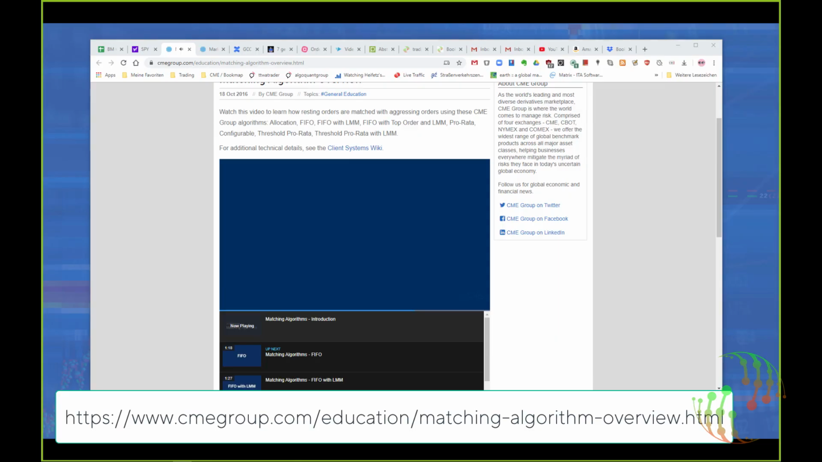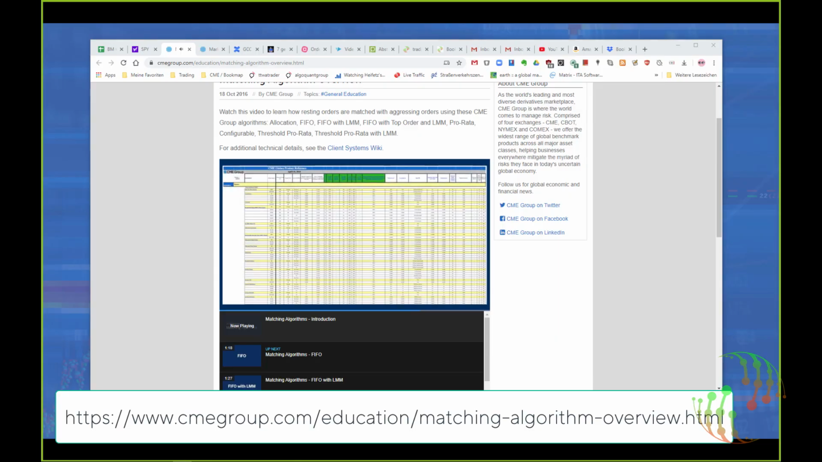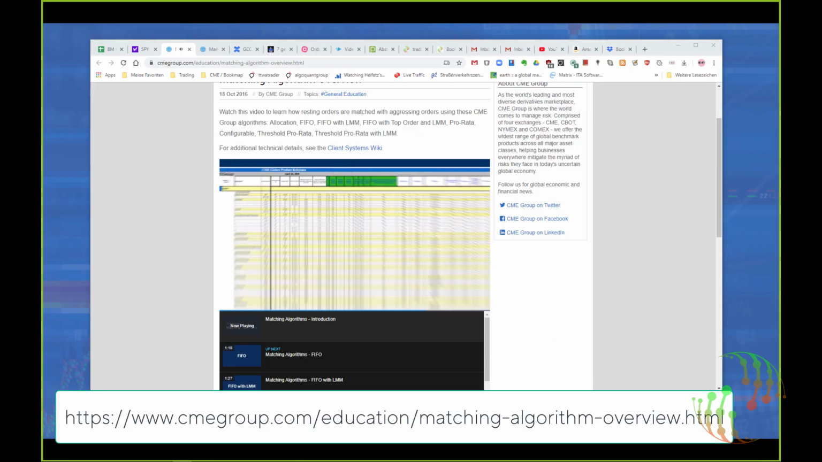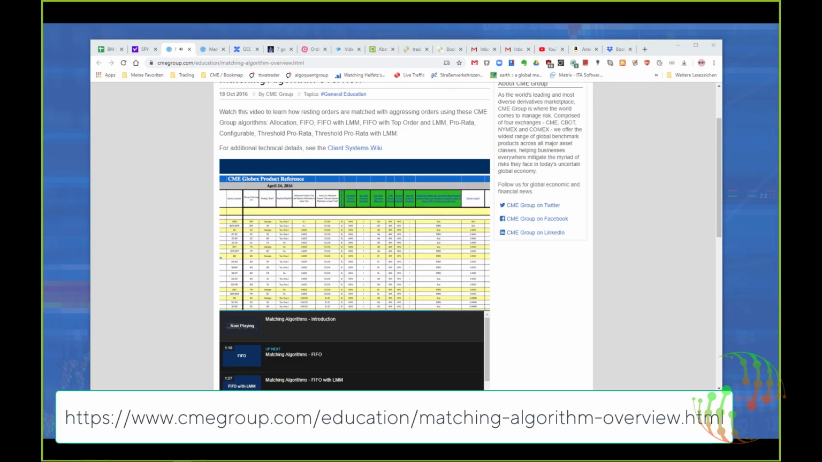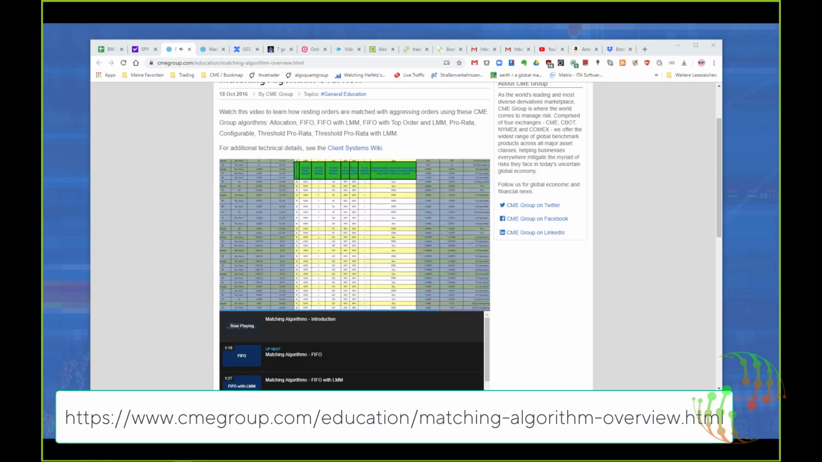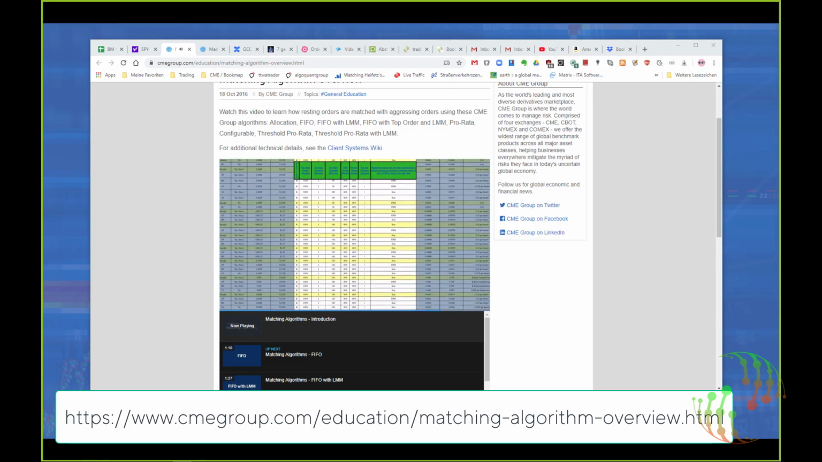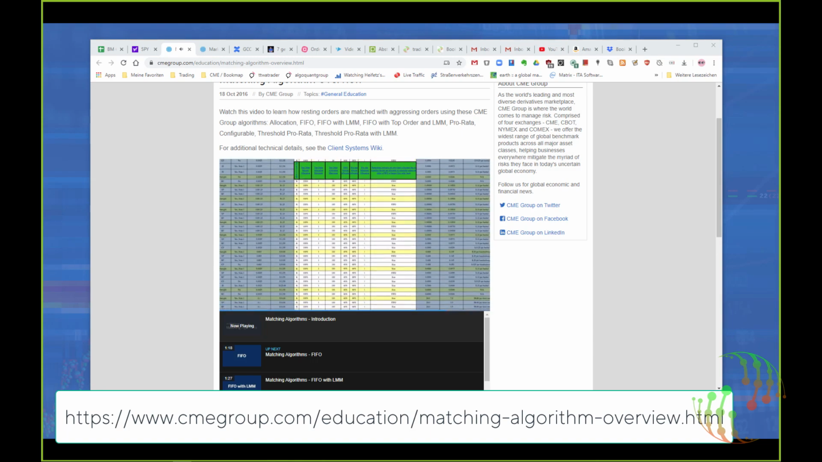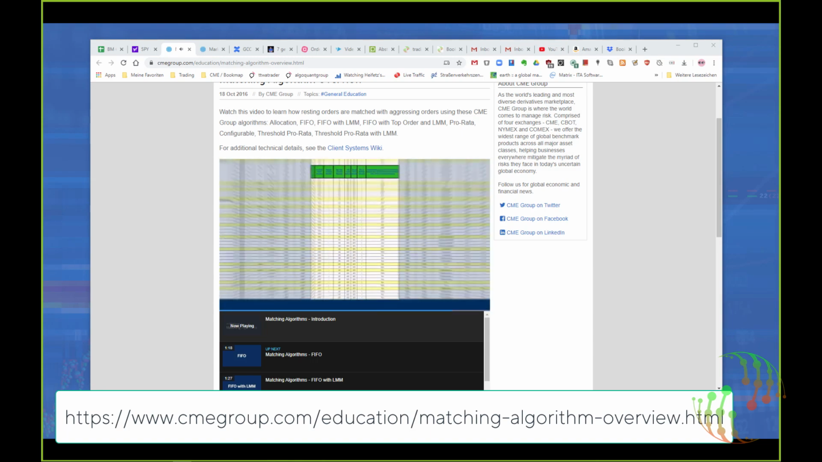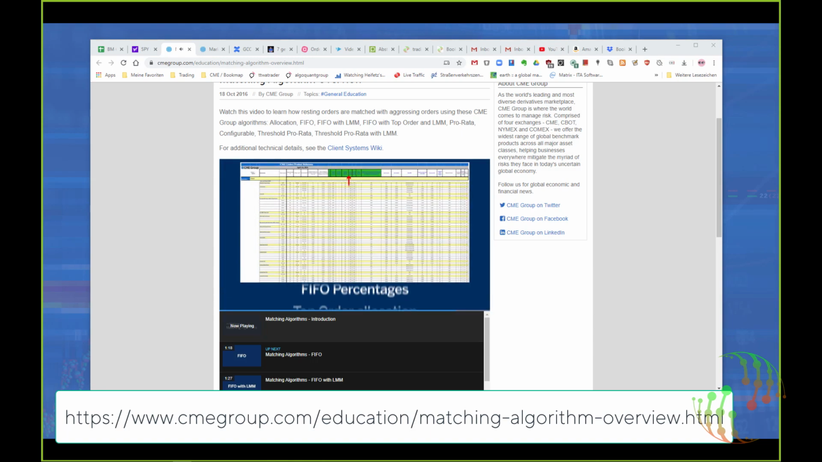The algorithm applied for a given product is determined by the exchange and shown in the CME Globex product reference sheet. Each product shows the applied algorithm and, where applicable, other elements that affect allocation, including top order allocation, FIFO percentages, pro rata percentages, minimum pro rata allocation, and how to address any remaining quantities. These are explained further in the examples.